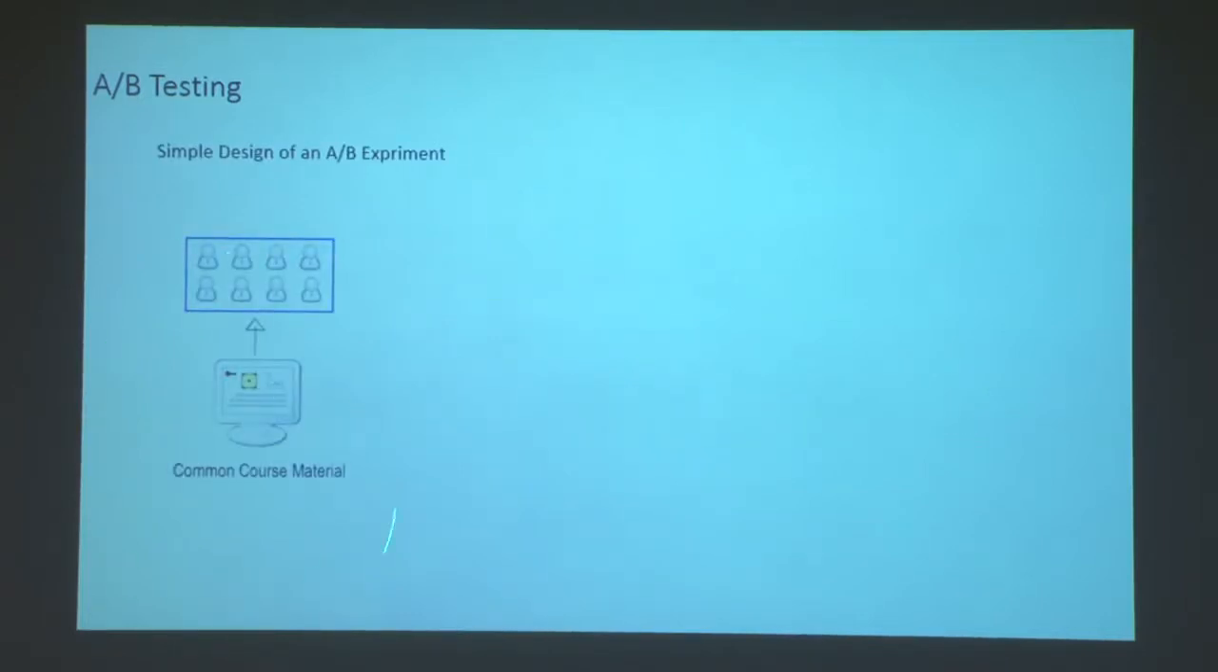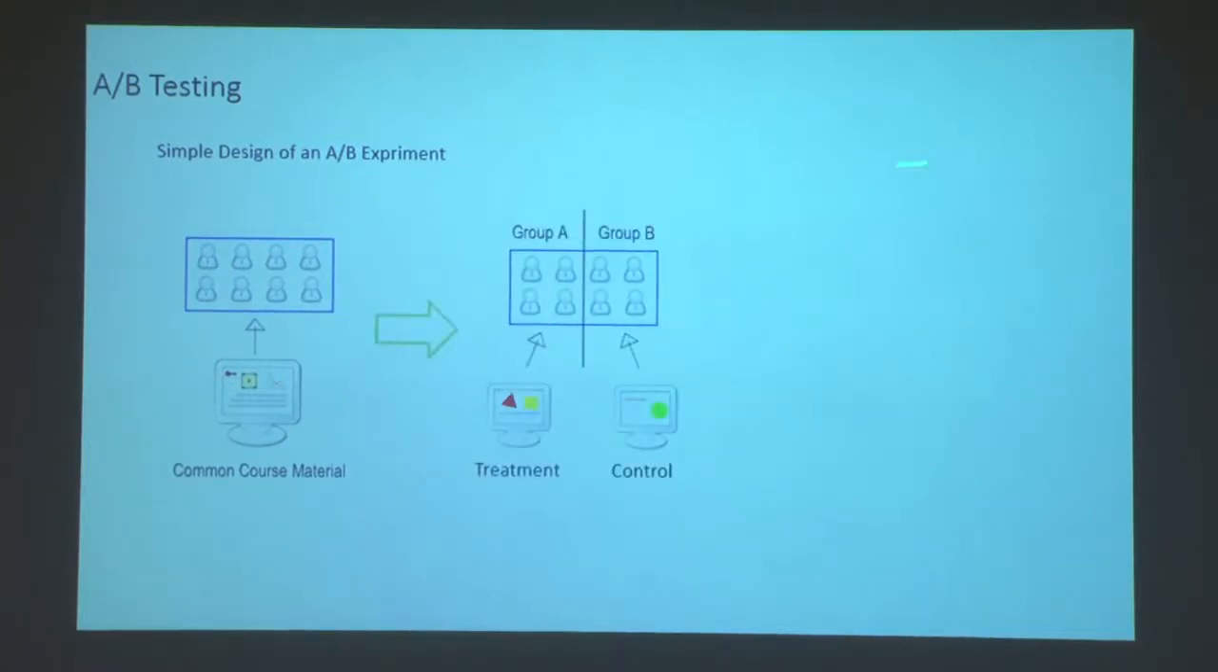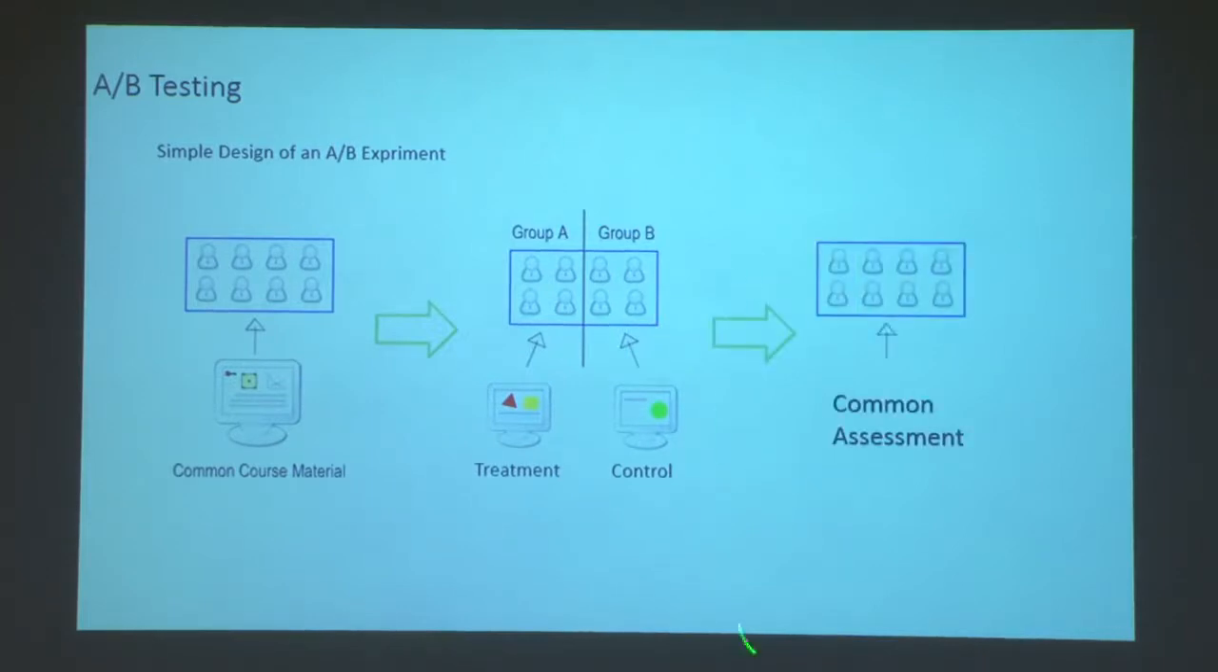First, we give some common course material to the entire population, and then we randomly split the entire MOOC population into 2 groups. We give half of them the treatment, or the experimental teaching method, which we think might work better. We give the other group the control, and then we give them some common assessment. Very simple.